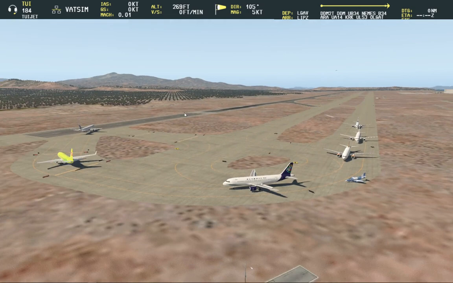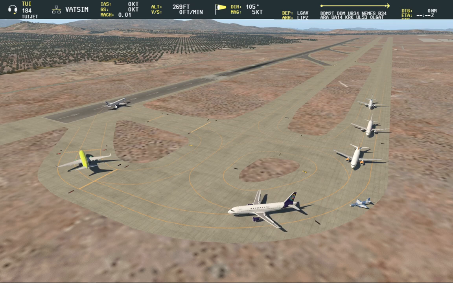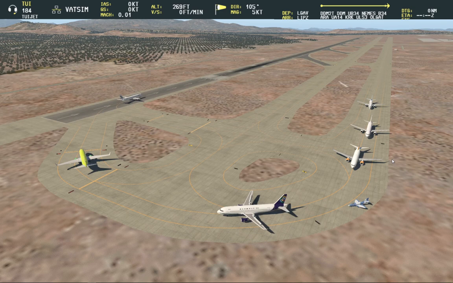Thompson to Maxell, already fine. Contact departure on frequency 128.95. But in theory, there should be 1, 2, 3, 4 minutes, and not 10 minutes. Let's see if I can remote taxi my aircraft.